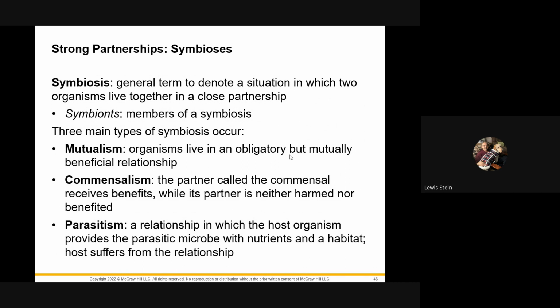This one likes to clean, this one likes to be tidy, whatever. Think of these as real life analogies. I never could understand the significance between mutualism and commensalism. The partner called the commensal receives benefits while its partner is neither harmed nor benefited. To me, they're the same kind of thing. Nobody's hurt. So to me, mutualism and commensalism are very similar. Are they mutually beneficial, or is one not as beneficial as the other? Who cares?